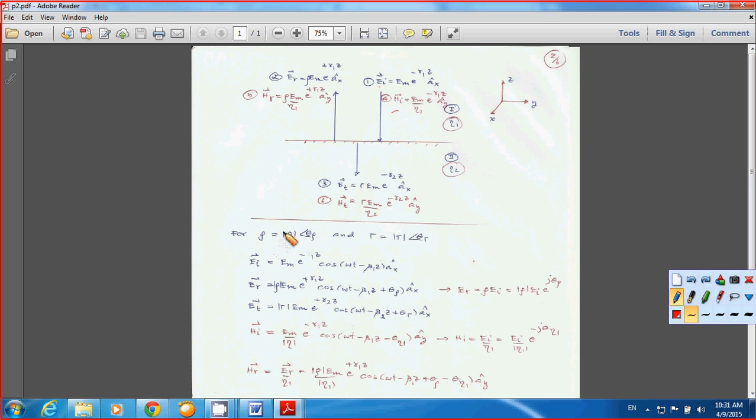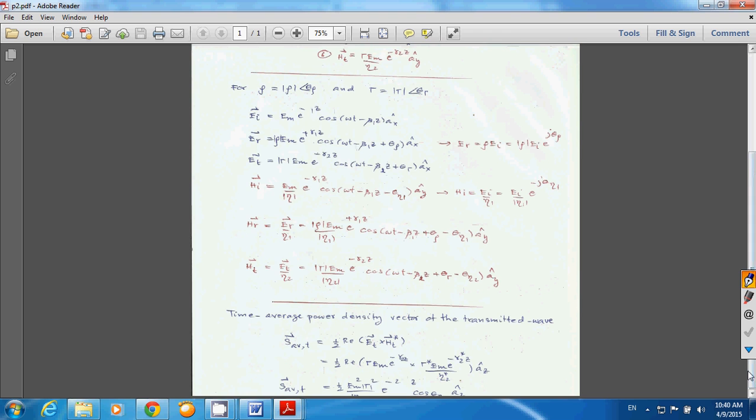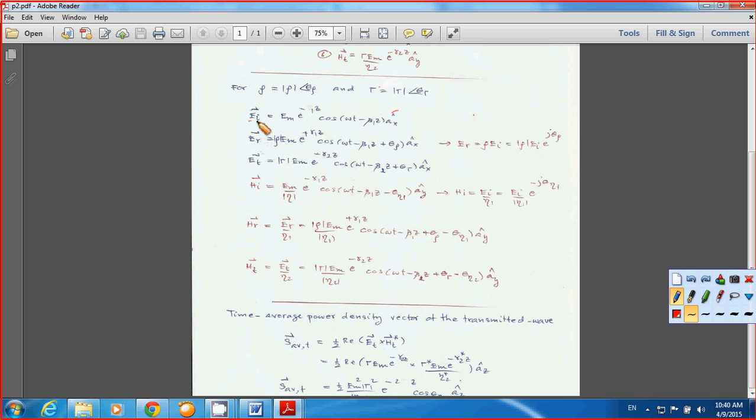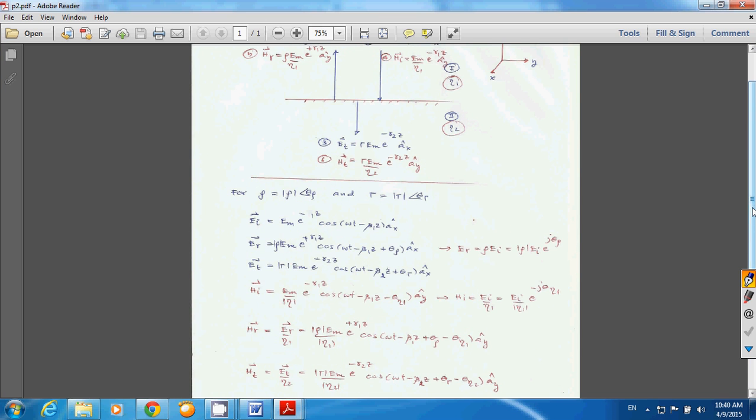So let's start writing the field equations. Okay, let's first start with the incident electric field. You have the amplitude EM, exponential negative gamma 1 Z, cosine omega t minus beta 1 Z, AX. What about ER? Okay, let's move up there.